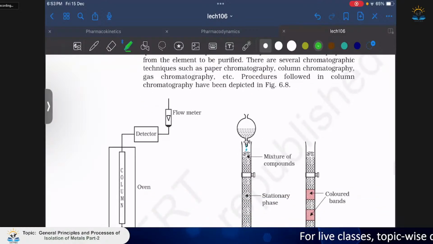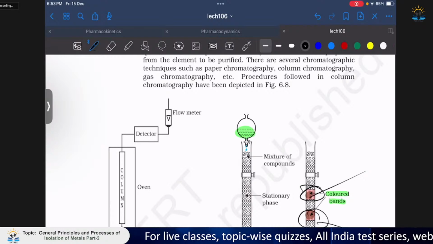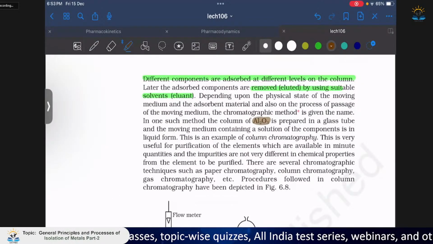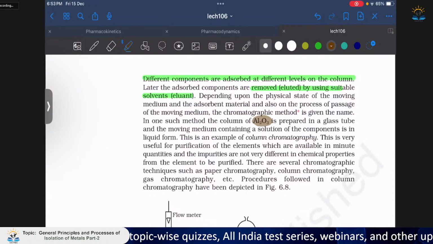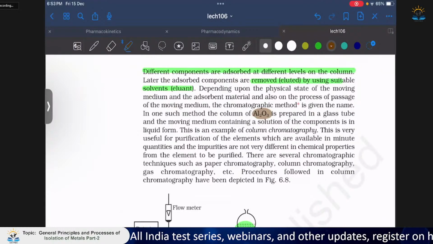So here you can see that there are color bands. You have put a mixture and they have been separated. Now you can easily remove them individually. This is the principle of chromatography. Examples you need to remember: to separate Al2O3. Okay, this is a good example.